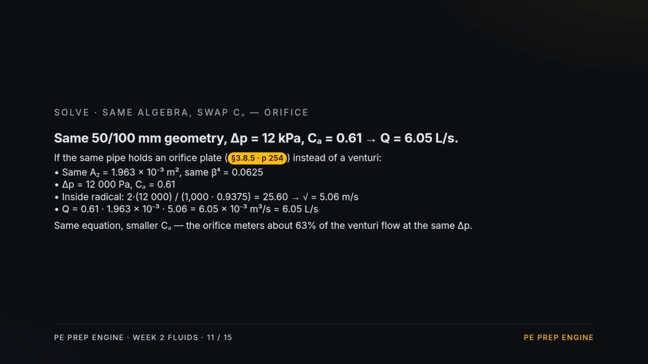Same algebra, swap the discharge coefficient. A sharp-edged orifice of the same bore in the same pipe. Pressure drop 12 kilopascals, coefficient 0.61. Run the master equation, and Q comes to 6.05 liters per second. Same equation, smaller coefficient. The orifice meters about 63% of the Venturi flow at the same pressure drop.